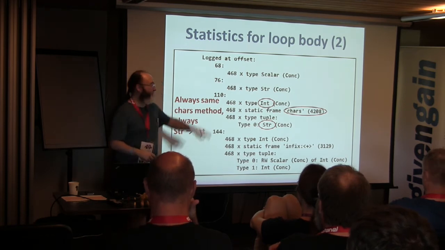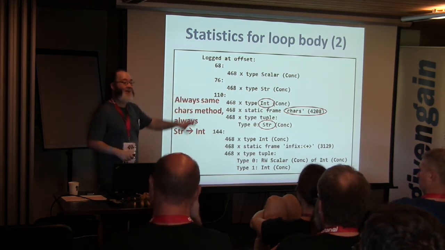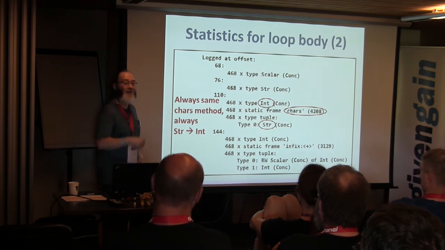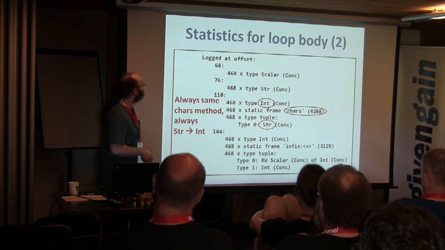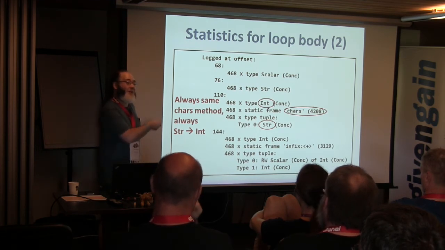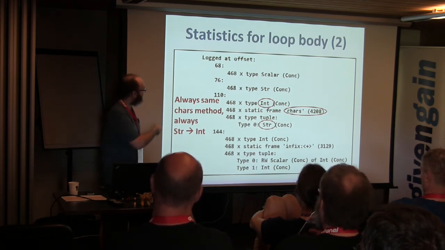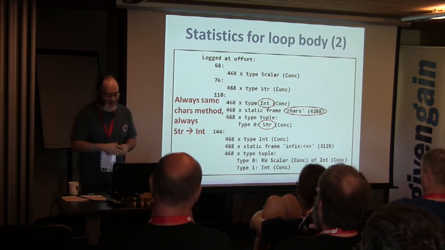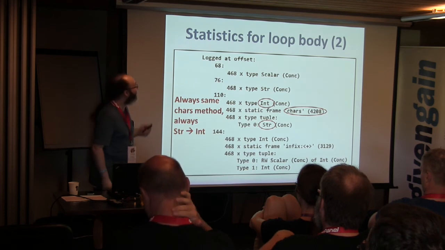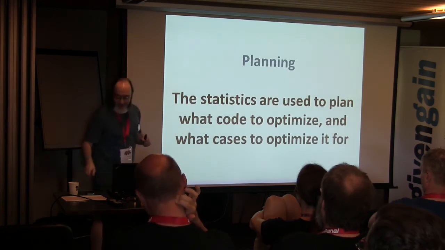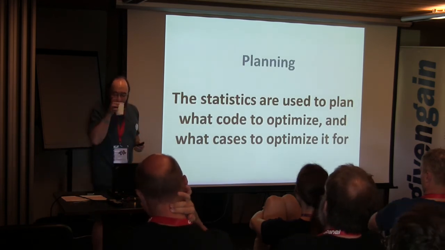Using that information, we can make a pretty good guess at exactly what method we're going to send it to and what sort of types it's going to have. So this can be kind of interesting data to look at, because it's basically the optimizer's view of your program as it's running. So what do we do with this? Well, we have data, so it's time to make a plan.